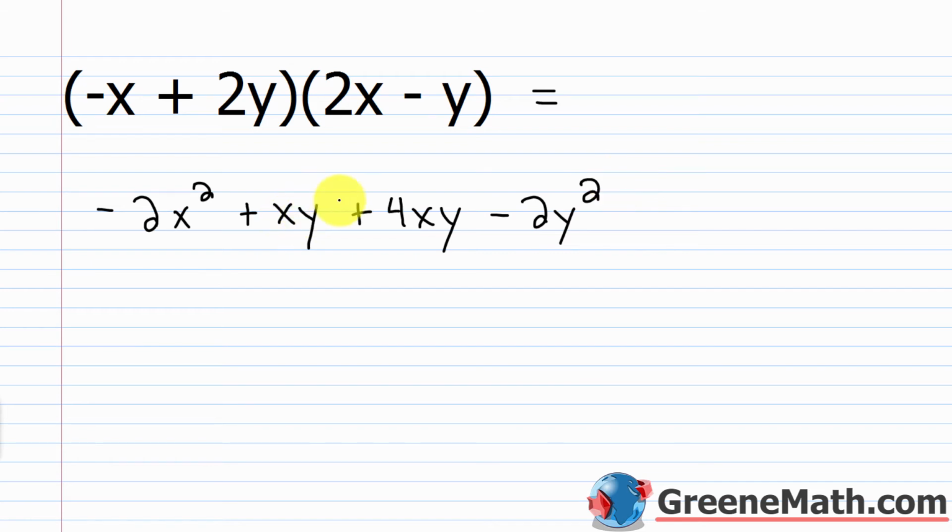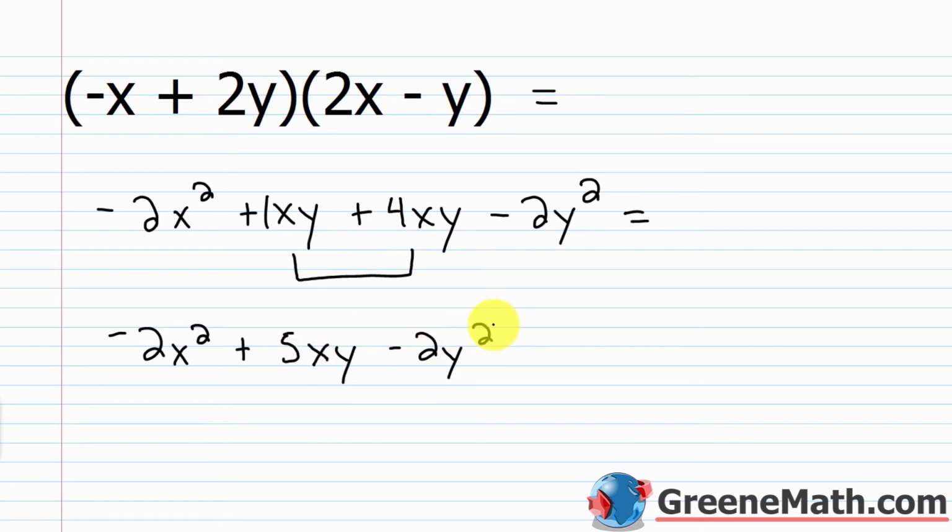So what can I do here to combine like terms? I have xy and I have 4xy. So those are like terms. So basically you think of this again as 1xy plus 4xy. 1 plus 4 is 5. So this ends up being -2x squared plus 5xy, and then minus 2y squared. Again, our answer is -2x squared plus 5xy minus 2y squared.